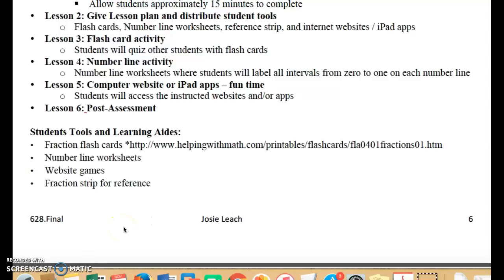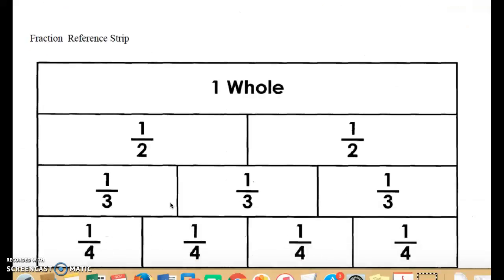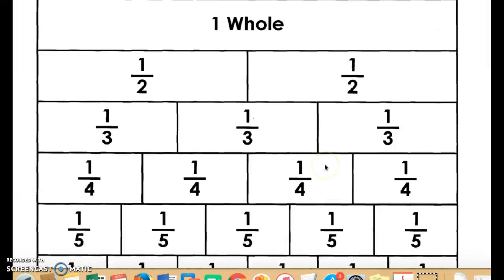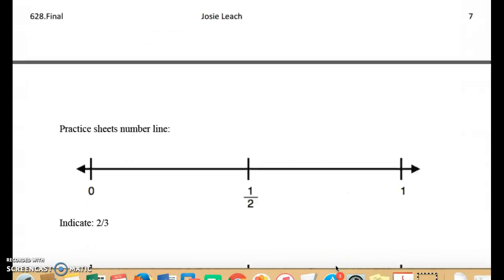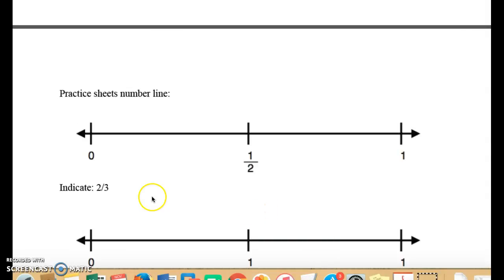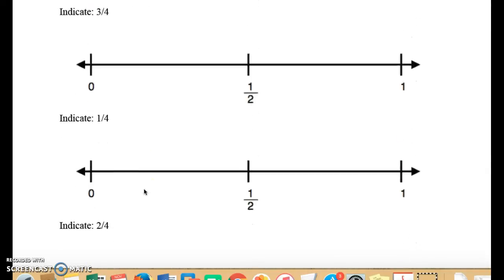intro lesson plan. So again, here's a student page. Here's the flashcards. We'll give them a number line worksheet. They're the website or app games. And this is a fraction strip for a reference. So this is the fraction reference strip that I was talking about. 1 whole, half, it goes all the way down to 12 so that they can get an idea of the equal parts for 1. And then this is the number line sheet. It's the line and the fraction, and they just need to mark what each one is on the line.